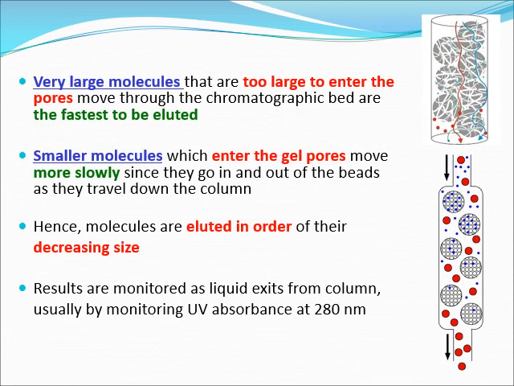So a very large molecule will come out first. However, the small molecule will go through the gel pores. The small molecule which enters the gel pore moves more slowly. So it will elute the sample in order of their size. The smaller the size, the later it comes out.